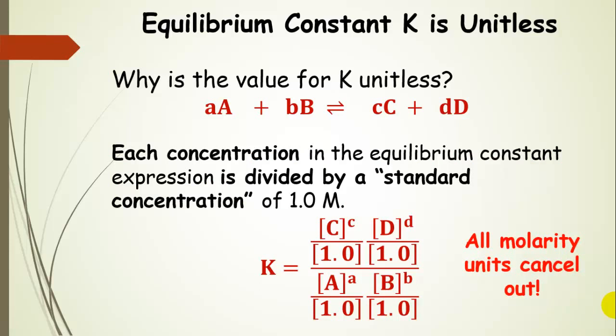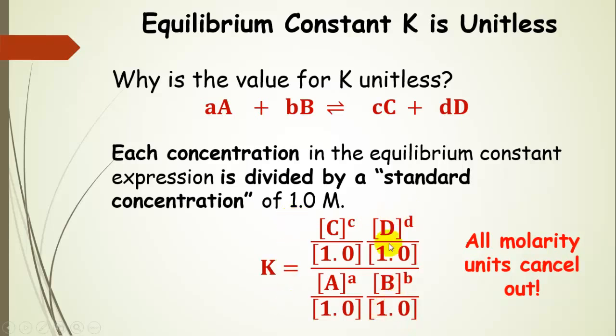So now let's talk about the equilibrium constant and the fact that it is unitless. And so this is actually very convenient. But why is the value for the equilibrium constant unitless? Now, we can explain this by saying that each concentration in the equilibrium constant expression is divided by a standard concentration of 1.0 molar. So you can see the expression down here. So here's our law of mass action expression, or our equilibrium constant expression. And all of these molarities are divided by 1 molar. And so all of those molarity units cancel.